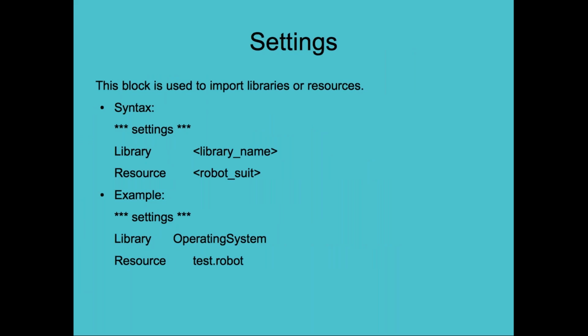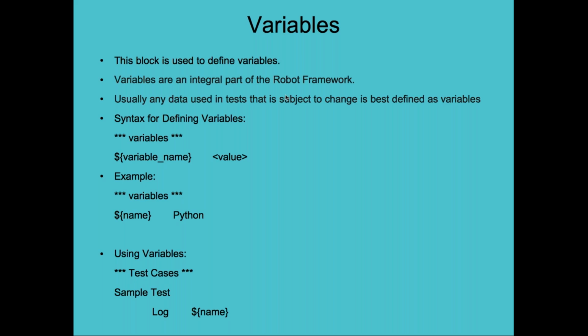So that is the use of test settings. In the settings we can import a robot library or Python library and a robot suite. We can import that. Next is variables. In the variables section we can define the variables we're going to use in Robot Framework.